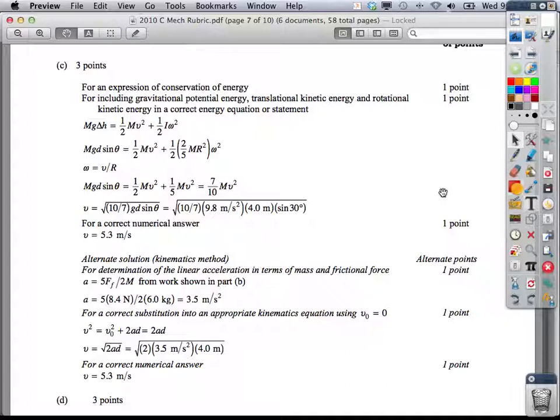Okay. So basically, what you have to remember is that rotation is the rotational energy equation, and then it's the linear plus the rotation, because it's moving in two different ways. So we have to include both methods of motion.